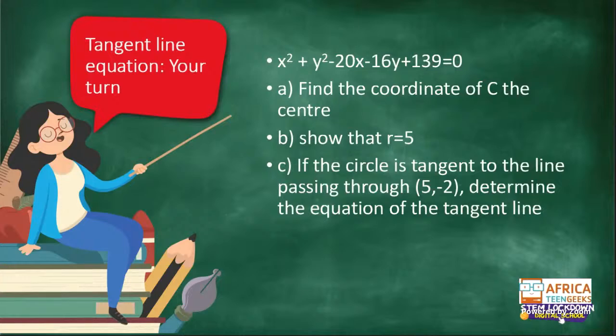And then B is to show that the radius is in fact 5. And then if the circle is tangent to the line passing through (5, -2), determine the equation of the tangent line. So the question is to find the coordinate of the center C, show that the radius is in fact 5, and then if the circle is tangent to the line passing through (5, -2), determine the equation of the tangent line.